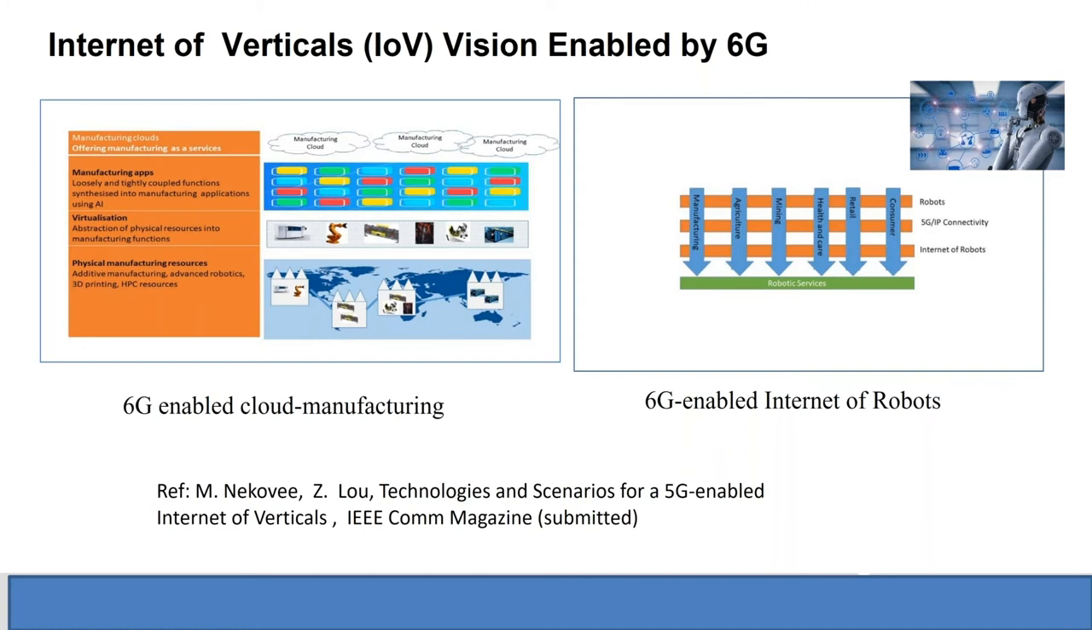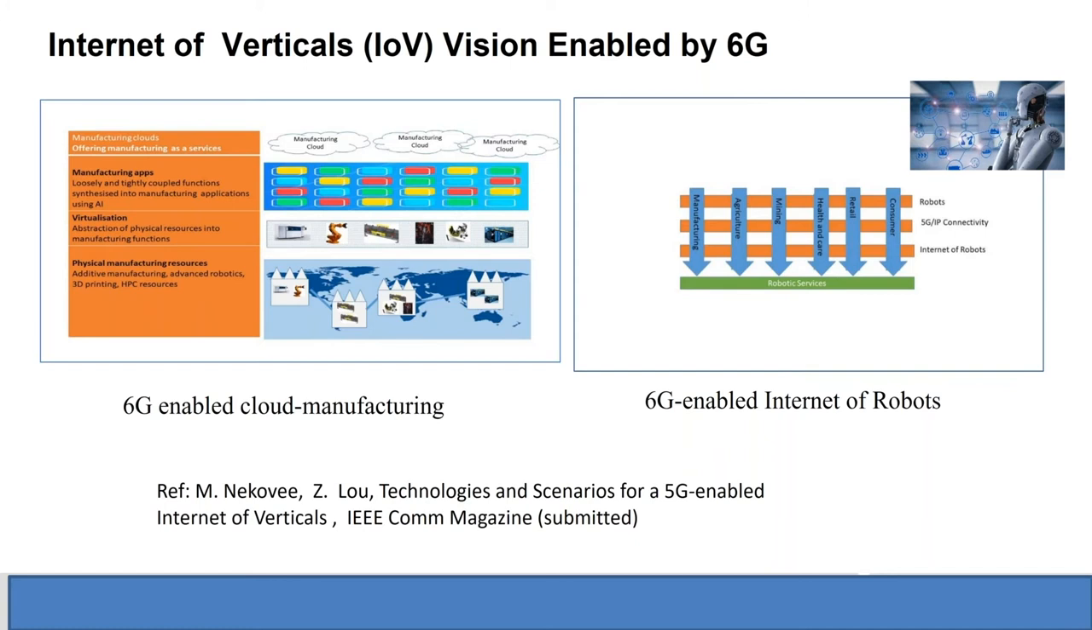But when you're talking about the Internet of Verticals, we are talking about manufacturing plants across the world being connected through the networks. And this enables things such as what people are calling manufacturing clouds. So basically you will virtualize the entire manufacturing plant just like an app.